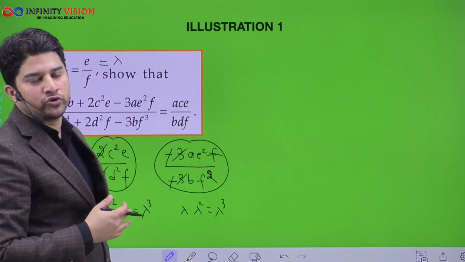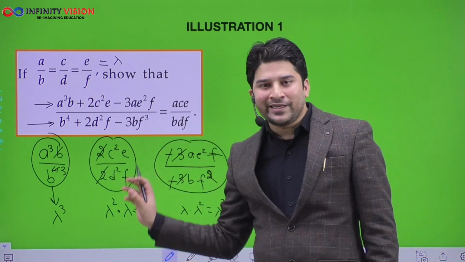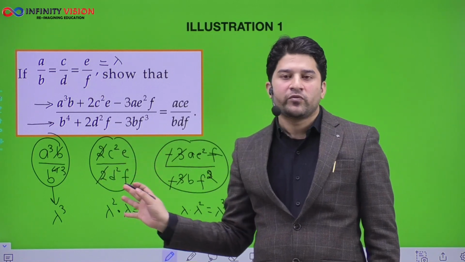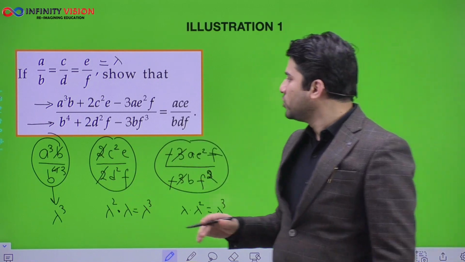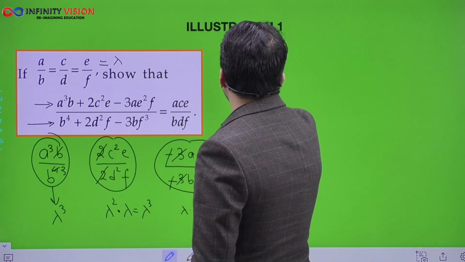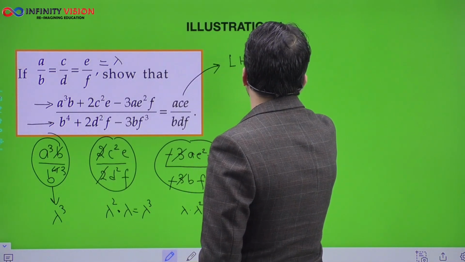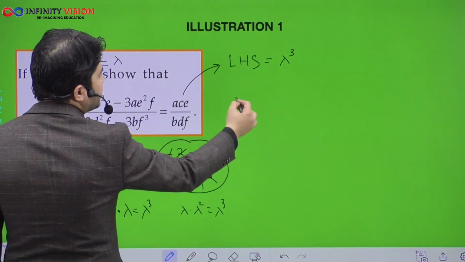Each of the ratios is equal to lambda cube. So the sum of the antecedents upon the sum of the consequents will also be equal to lambda cube, because we have already seen that corollary in the last theorem. So I can say the left hand side of this equation is lambda cube. Now what about the right hand side? Let's see.